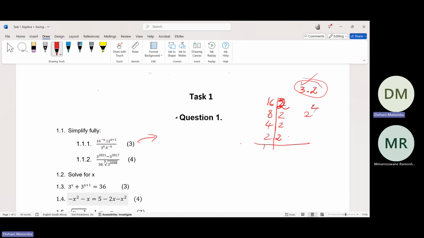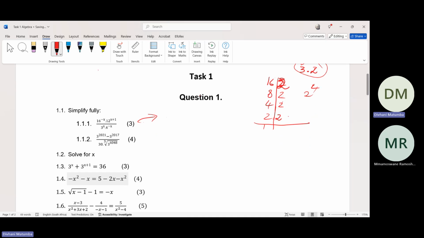The same thing with 12. I will apply the same thing. But I can see you really know how to do these things. So it is going to be 2 to the power of 4 times 2 to the power of negative x, which is 2 to the power of 4 multiplied by negative x, which is 2 to the power of negative 4x. Okay. And then 12, how do we break it down?